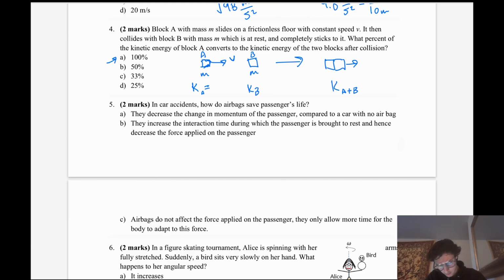So let's do it real quick. So we have 1/2 m v squared, and then the kinetic energy of this is 0. And then this one is 1/2 2m because it's m plus m. And then what is the v here? It then collides. Yeah, they don't tell us the final V.